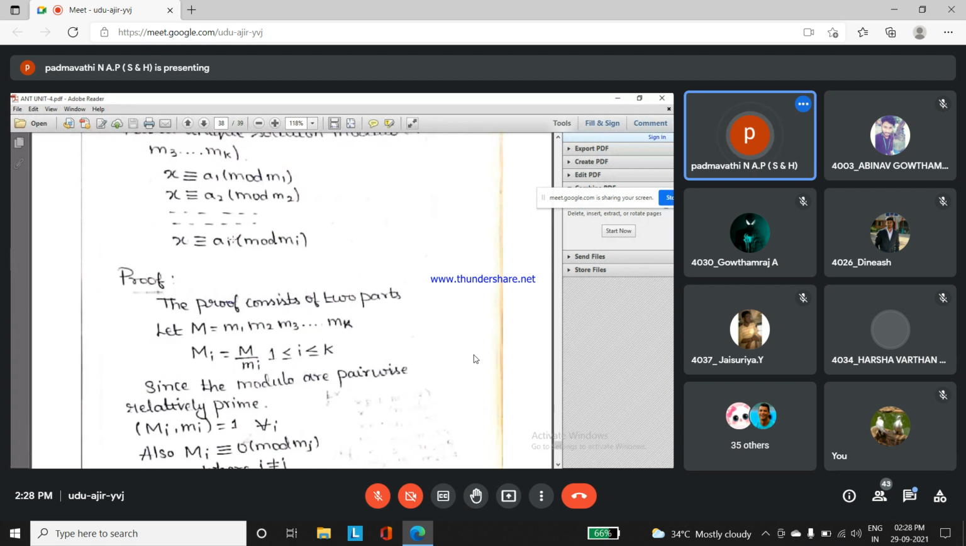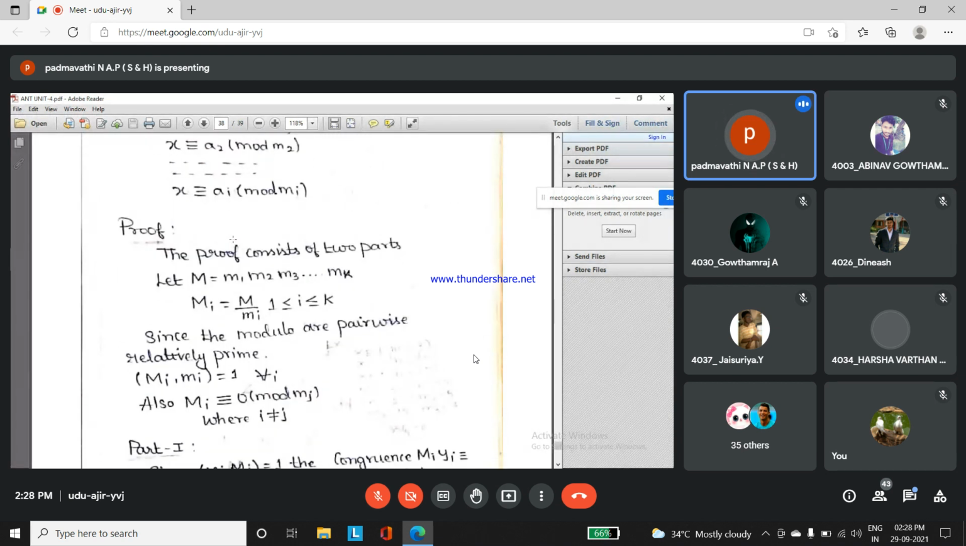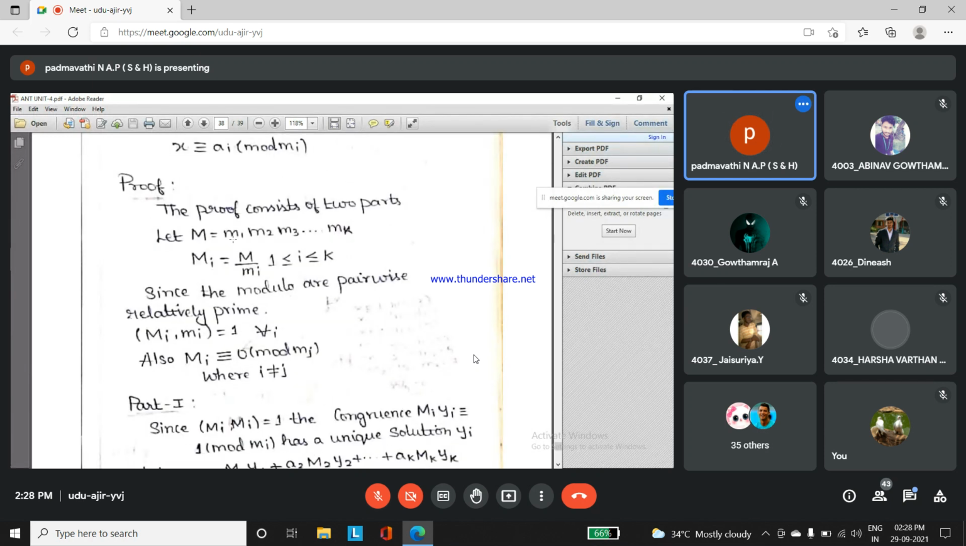Now let's see the proof. The proof consists of two parts. Before that, let M be equal to m1, m2, m3, etc., mk, the product of all the moduli. Then consider M_i equal to M divided by m_i, where i is from 1 to k.